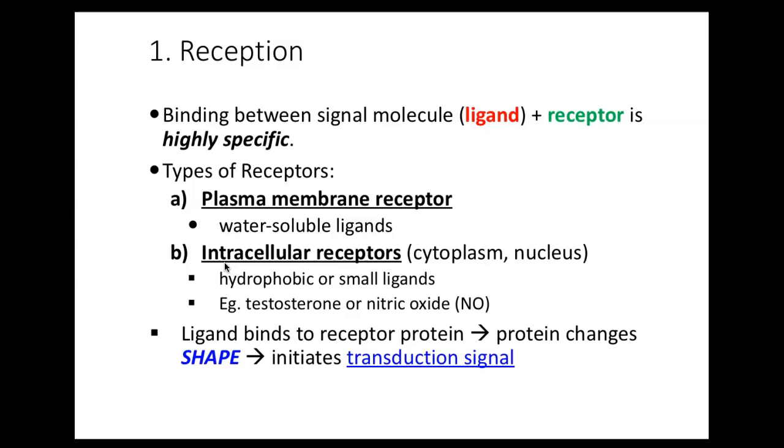So what kind of ligands are those going to bind? Well, they're going to bind hydrophobic or small ligands that really can just pass through the cell membrane freely. They don't need a receptor within the membrane. The ligand binds to the receptor and it changes shape. Another way of saying change shape is conformational change. I would definitely remember that. And then that initiates a transduction signal.